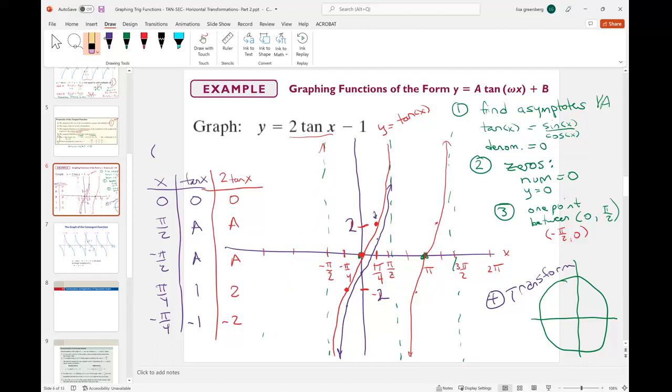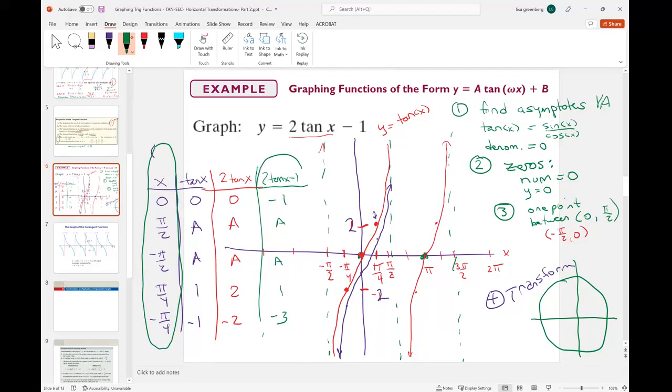Okay. And then, so now I found my 2 tangent of x, and then I could say 2 tan x minus 1 would give me, well, this would be negative 1, asymptote, asymptote, 1, negative 3, right? And now I have my x value. My x hasn't changed, but my y value's changed. And so I can easily plot these points, 0, -1, and so on, right? Those 2 points go together.